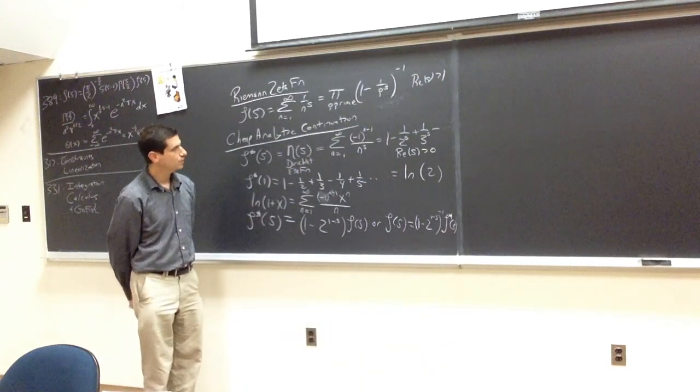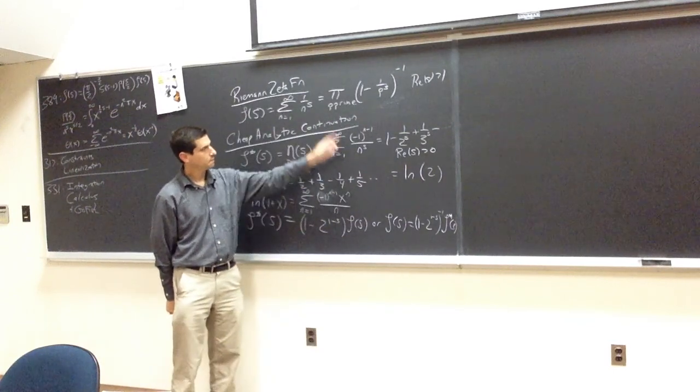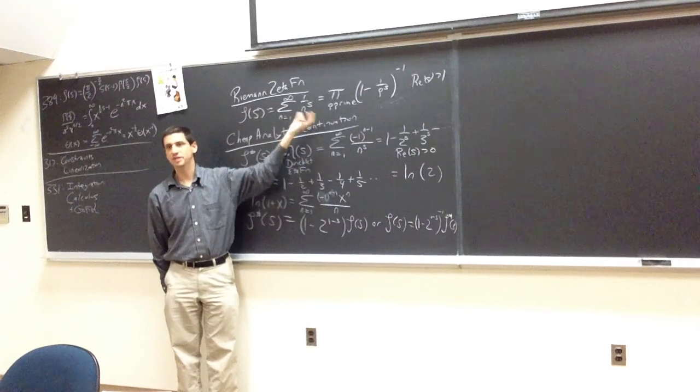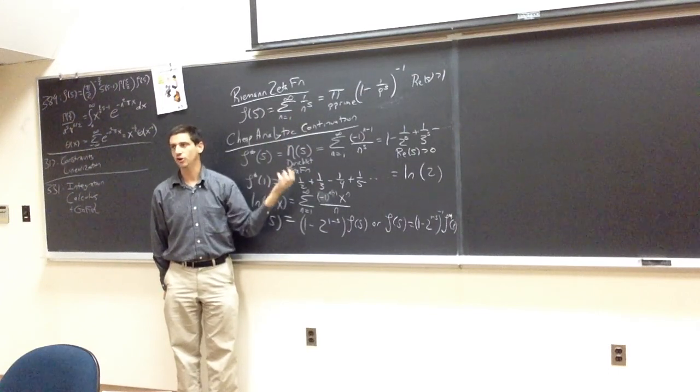If you think about what's going on, I take the zeta function, and at the evens I have to change the sign to be negative. At the odds, I don't do anything.